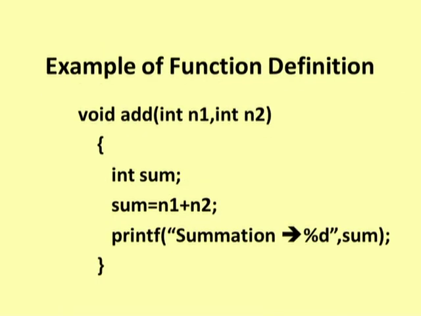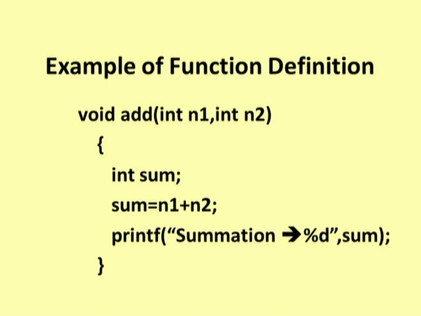Let us take one example of function definition. So here in the prototyping we are writing void add, and within the add we are mentioning integer comma integer. So this is the function prototyping, and here we are writing the body for the function. So void add, and then I pass two parameters, that is n1 and n2.